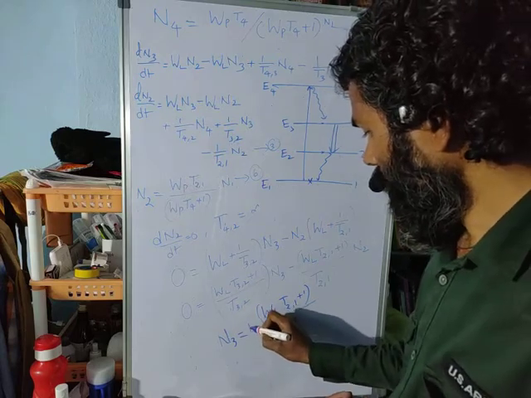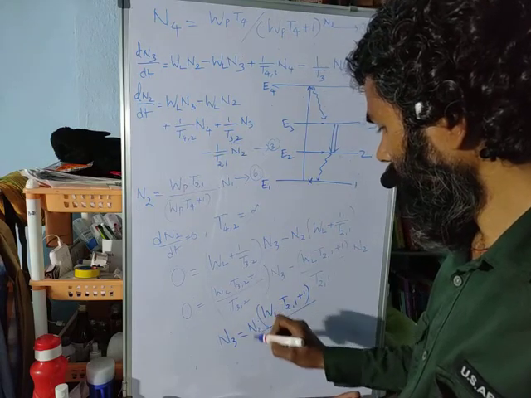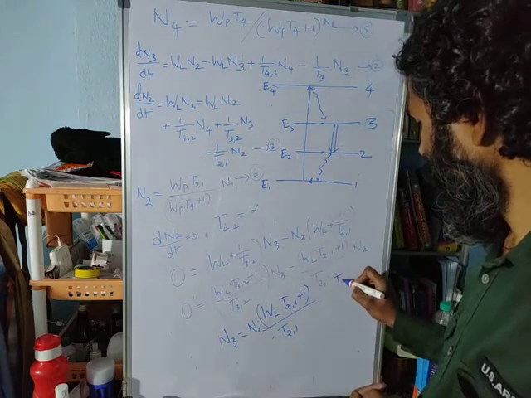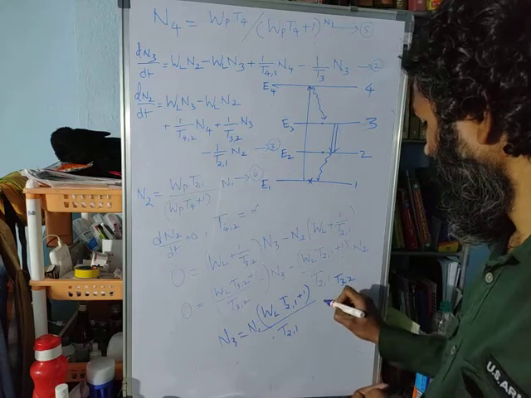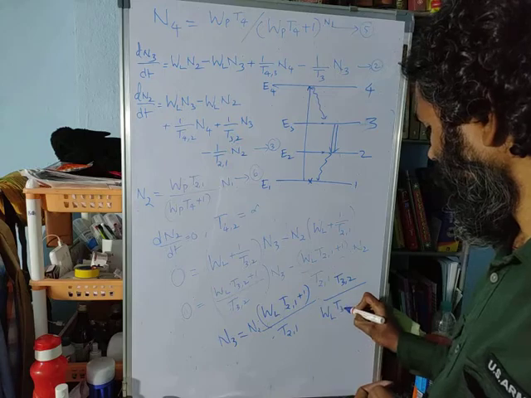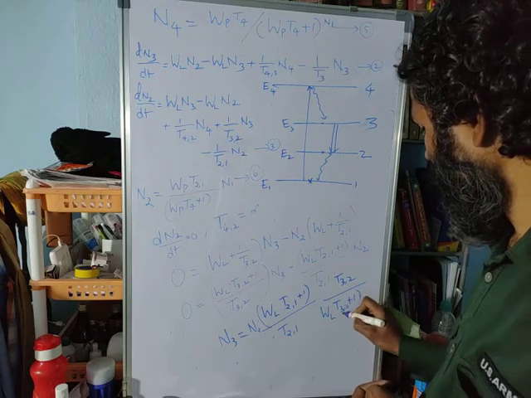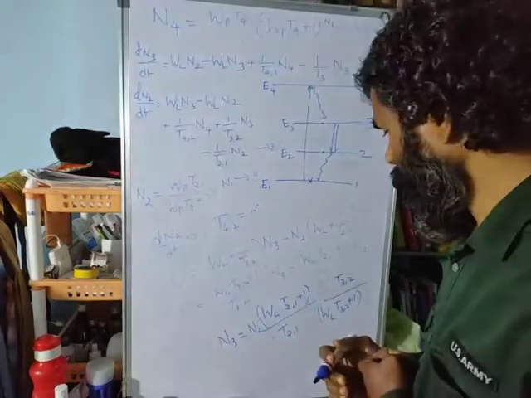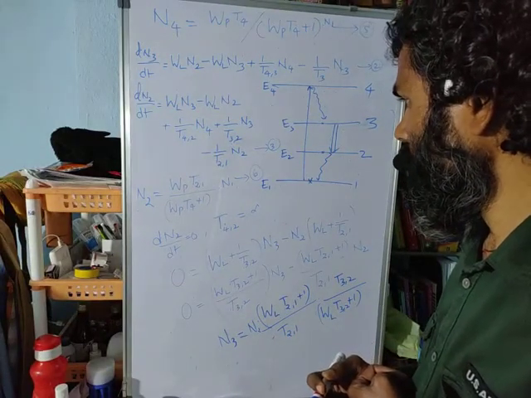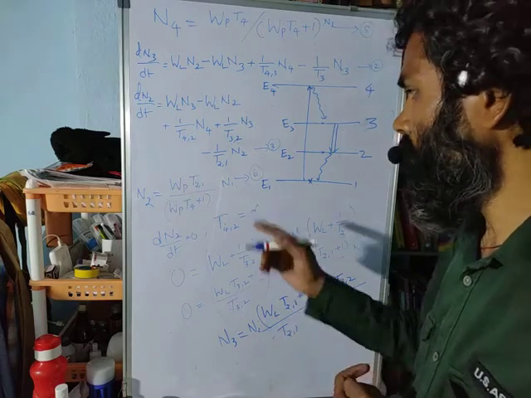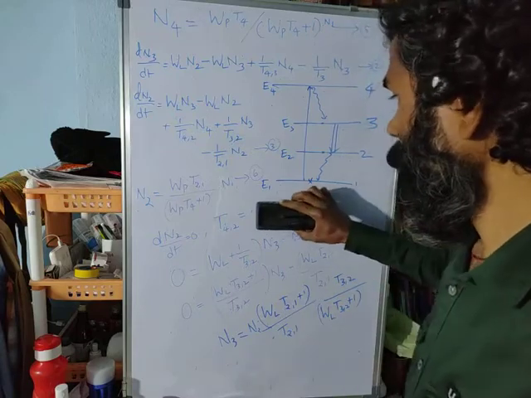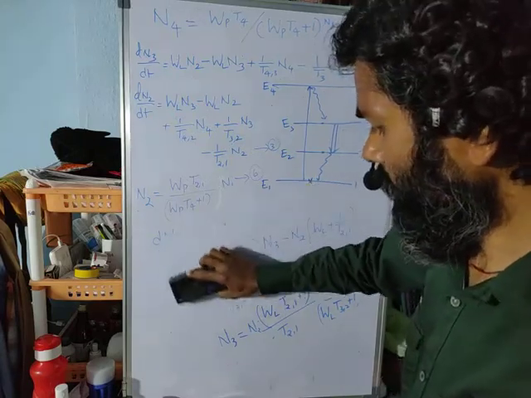I could call this N2, put this N2 in front, and when we send this towards this side, it will be T32 in the numerator and WL into T32 plus 1 in the denominator. And what I can do in the next step is substitute for the value of N2 from equation number 6, so that we can do after erasing the rest of the things.